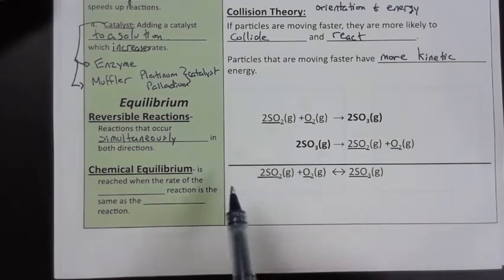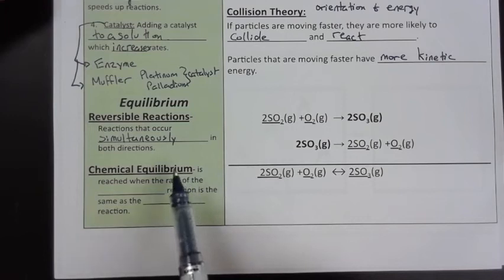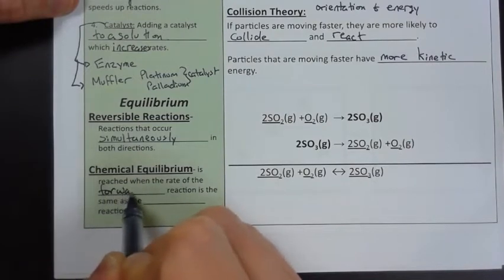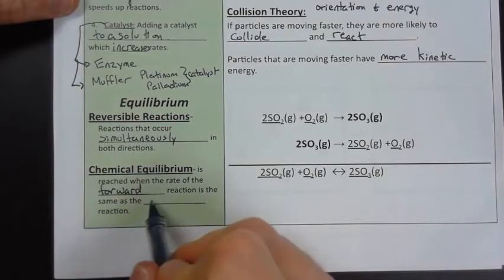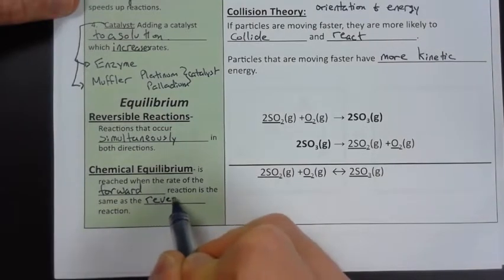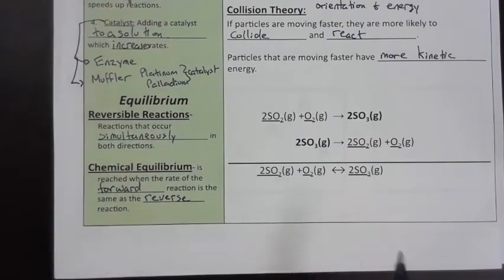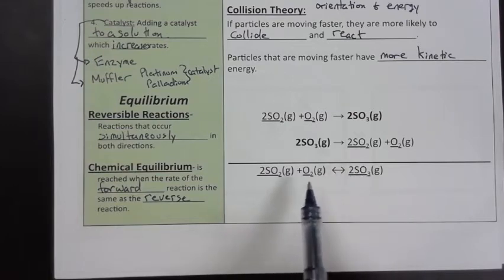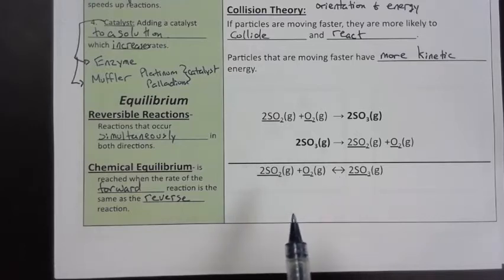Okay? So in terms of the rates, a chemical equilibrium is reached when the rate of what we call the forward reaction is the same as the reverse reaction. So every time these three molecules collide together to make those two products, somewhere else inside the container, those products are breaking down and making the same amount of those reactants, essentially keeping the amount of everything constant.